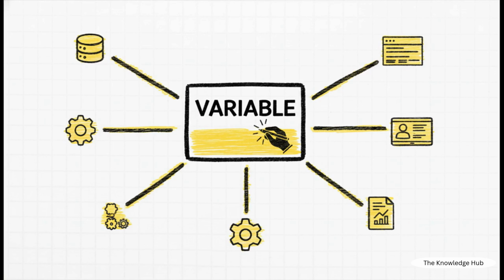So here it is, the big takeaway. Variables give you a single source of truth. You define a value in one spot, and if you ever need to change it, you just change it in that one single place, and it updates everywhere. That's control, that's efficiency, and honestly, that's smart coding.